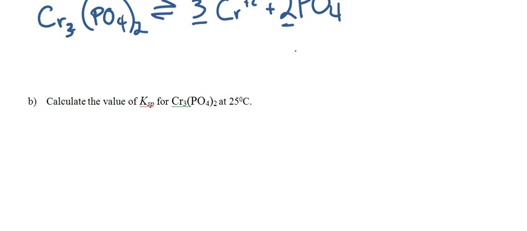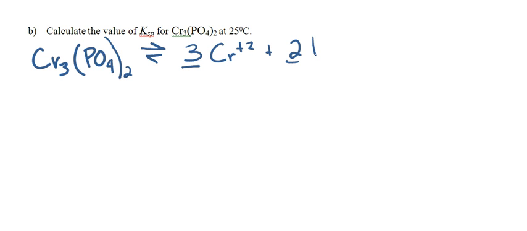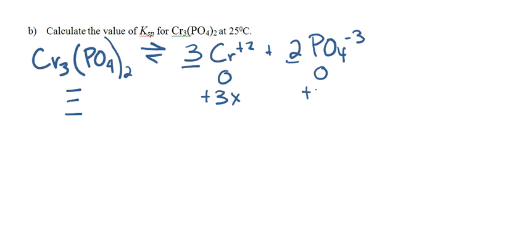All right, so again, calculate your KSP so we can make our ice chart. Okay, so 3 chromiums plus 2 phosphates. Okay. So again, dash, dash, dash, 0, 0, plus 3x, plus 2x. Okay. And again, more than one way to work this out.